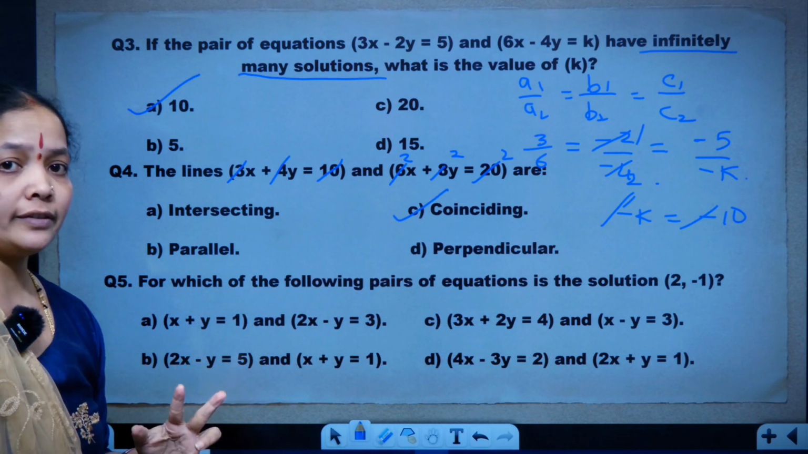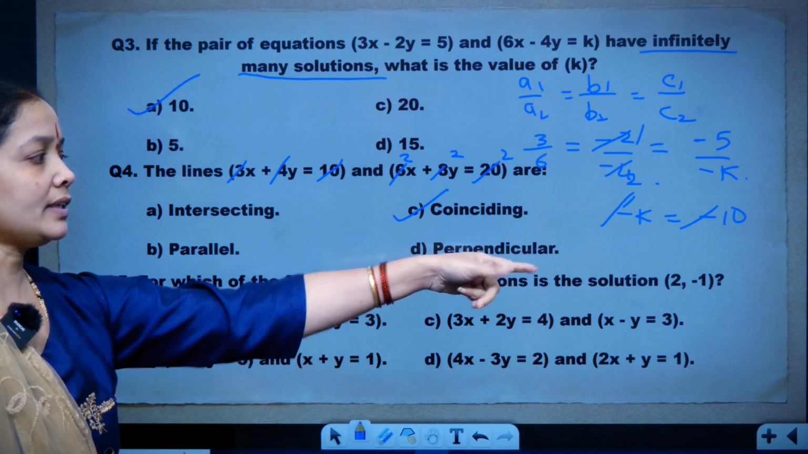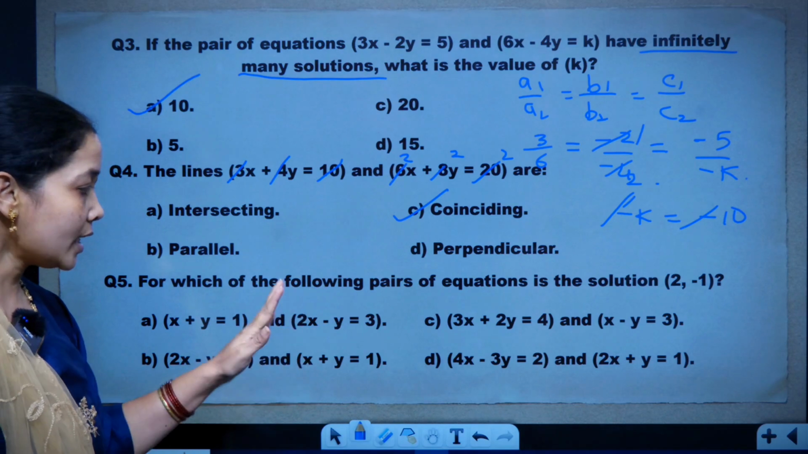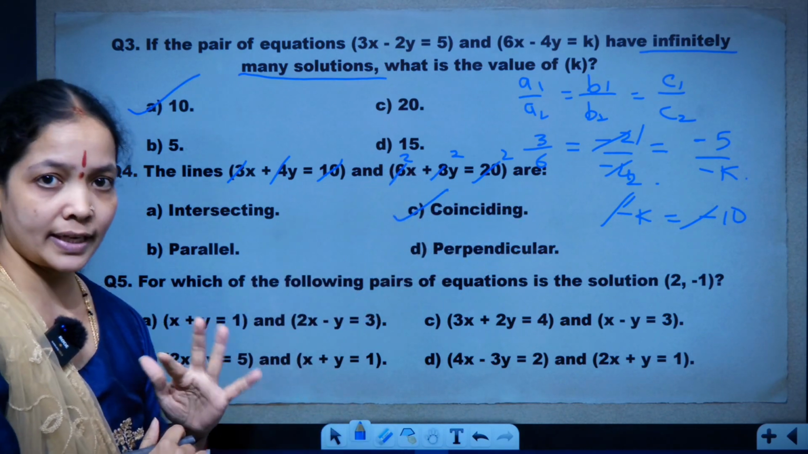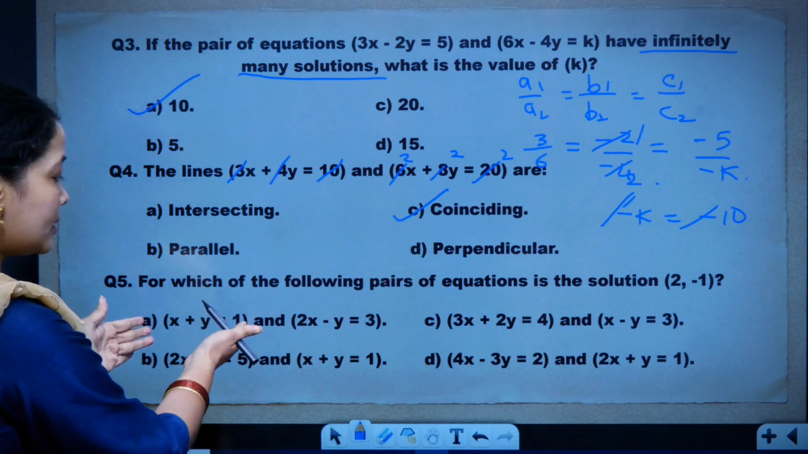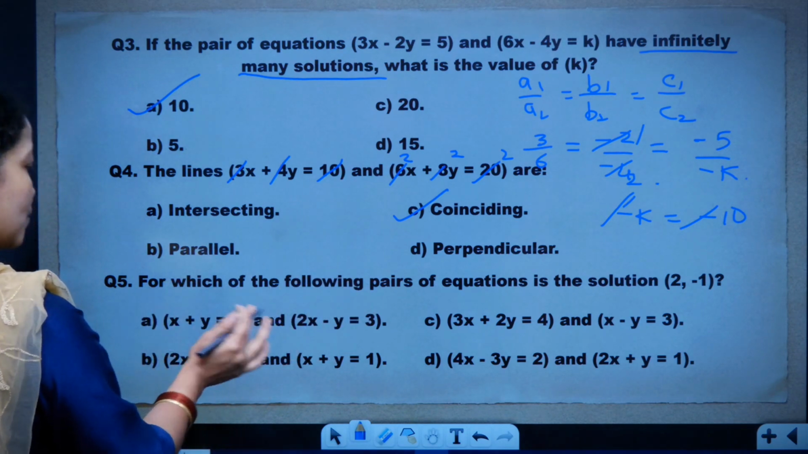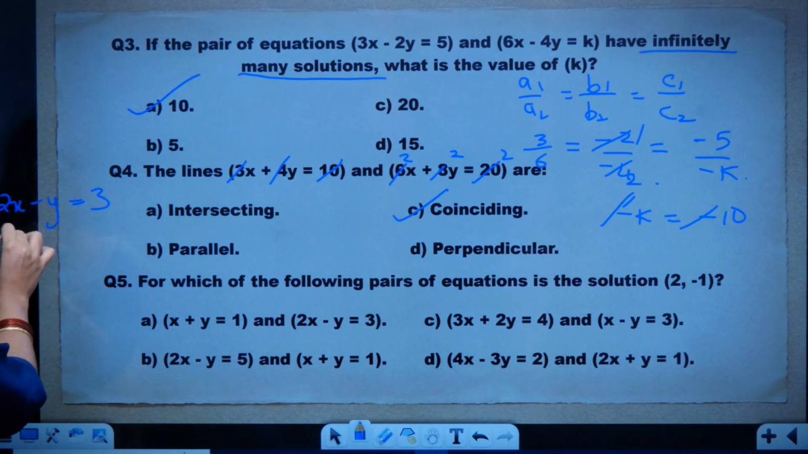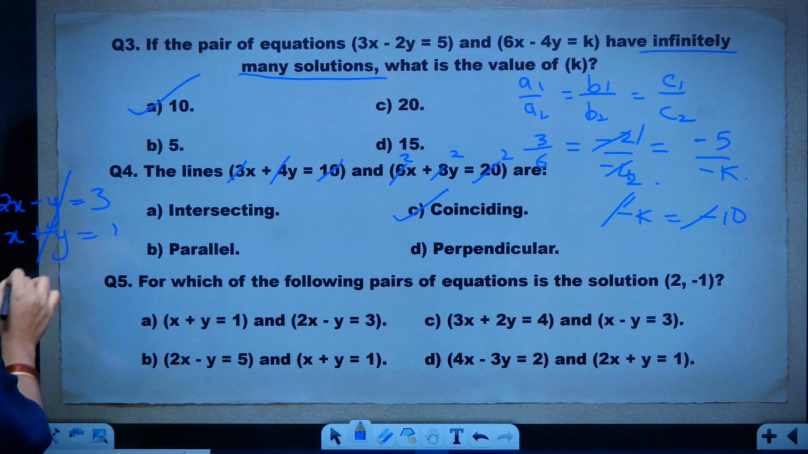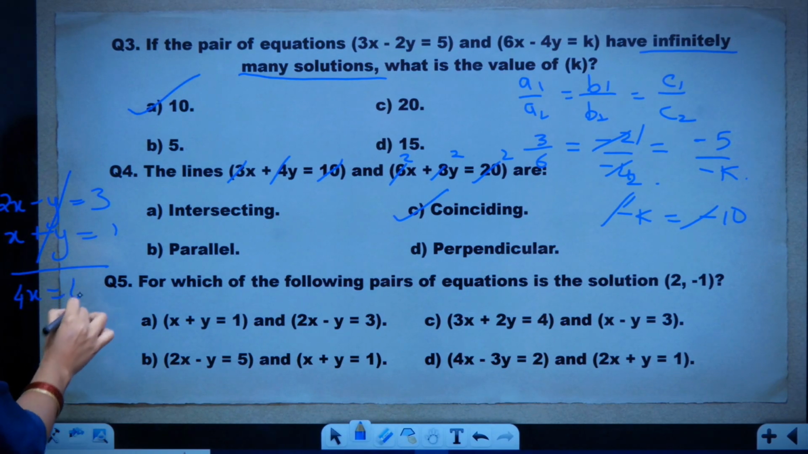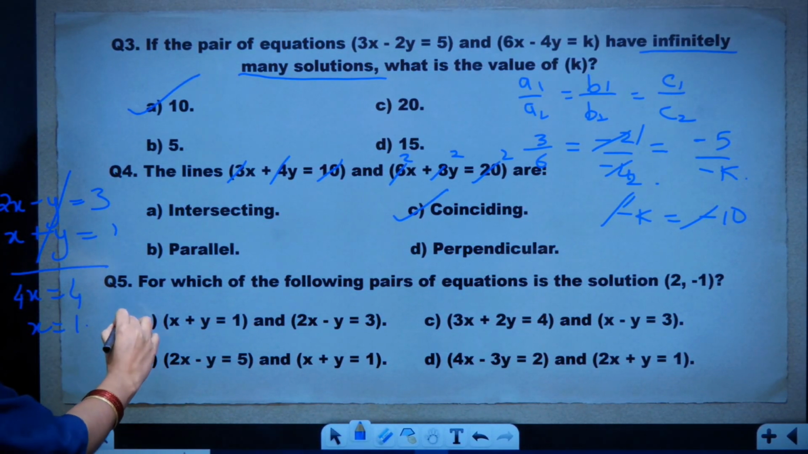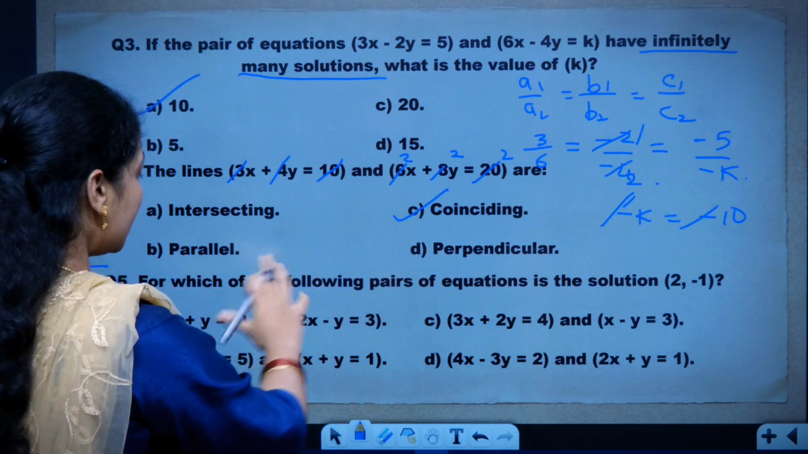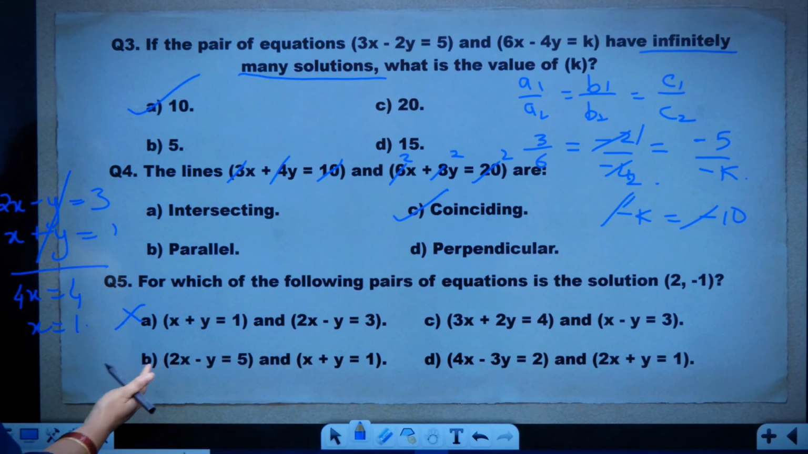You can do it in two different ways. One, by substituting the values of x and y in the given equations and checking whether they are equal. Two, solve the equations and find the values of x. In this, x plus y is 1 and 2x minus y is 3. I'll just solve this. Writing these equations, 2x minus y equal to 3, x plus y equal to 1, y is getting cancelled, 3x is 3, so x is 1. For this equation, x is 1, though the given solution has x as 2, so the first option is absolutely wrong.